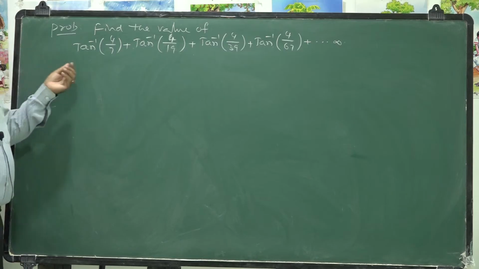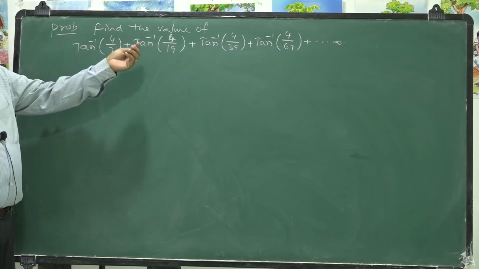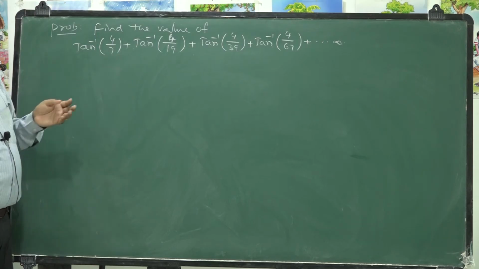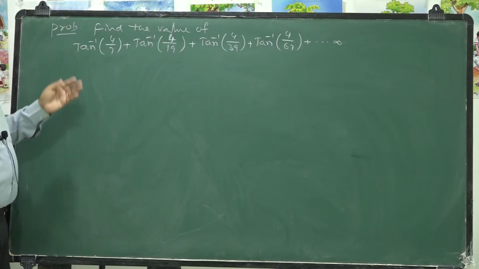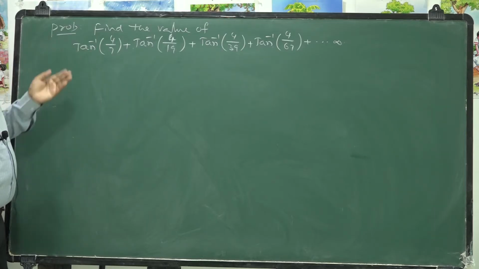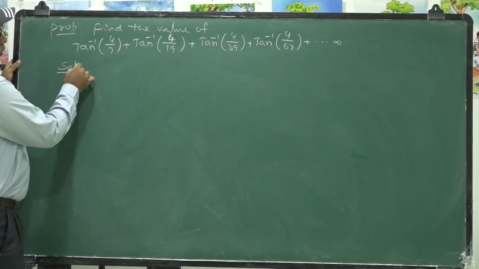Find the value of tan inverse 4 by 7 plus tan inverse 4 by 19 plus tan inverse 4 by 39 plus tan inverse 4 by 67 and so on up to infinity. It is an infinite series. We have to evaluate the sum of infinite terms of the series.